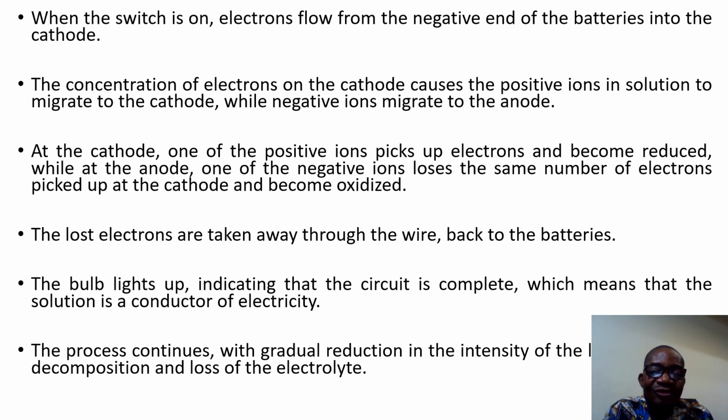While at the anode, one of the negative ions loses the same number of electrons picked up and becomes oxidized. Oxidation is loss of electrons. So the lost electrons are taken away through the wire back to the batteries. Those lost electrons are taken out of the electrolytic cell and move back to the batteries.